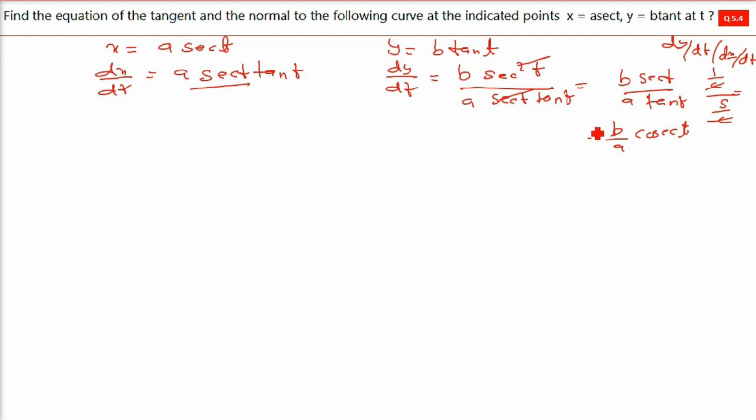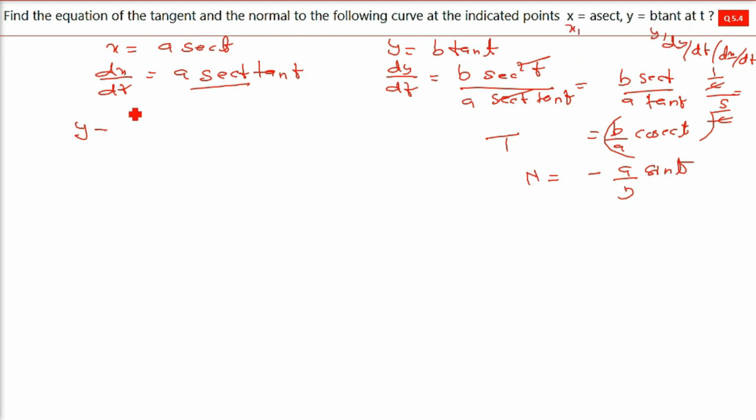And what is the normal equation? It is the equation where the point is given and the slope is given. It will be y minus y1 equals m times x minus x1. This is the dy by dx of the tangent. Let me tell you, what is the normal's dy by dx? It will be minus 1 divided by b by a cosec t. So when you put this in the denominator, it will be minus a by b, and cosec t in the denominator goes up and forms sin t. Okay, this is x1, this is y1.